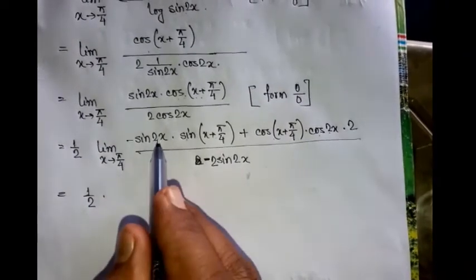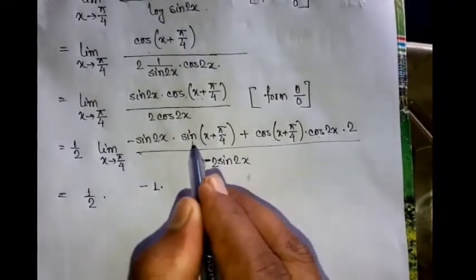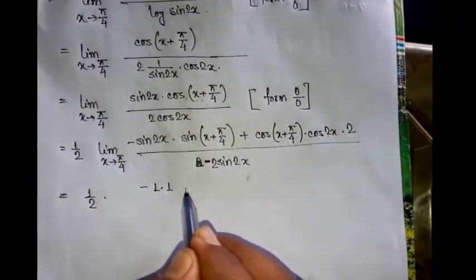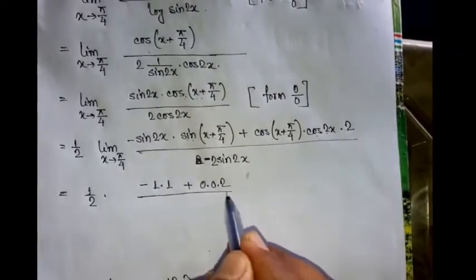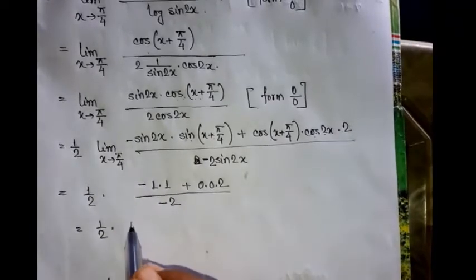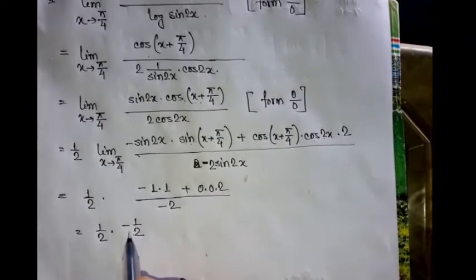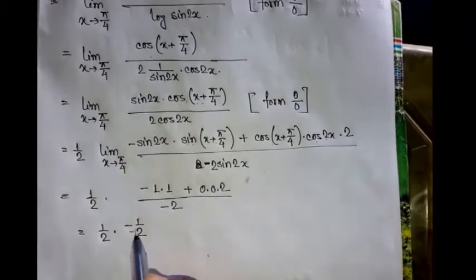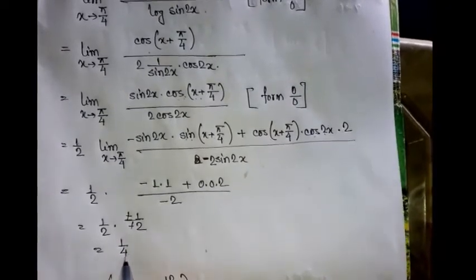keep it on this. If we put here pi by 4, then this is minus 1 times sin pi by 2, which is 1, plus 0 into 2, by minus 2. That means 1 by 2 into minus 1 by minus 2. Okay, so this is cancelled. Ultimately the final answer is 1 by 4.